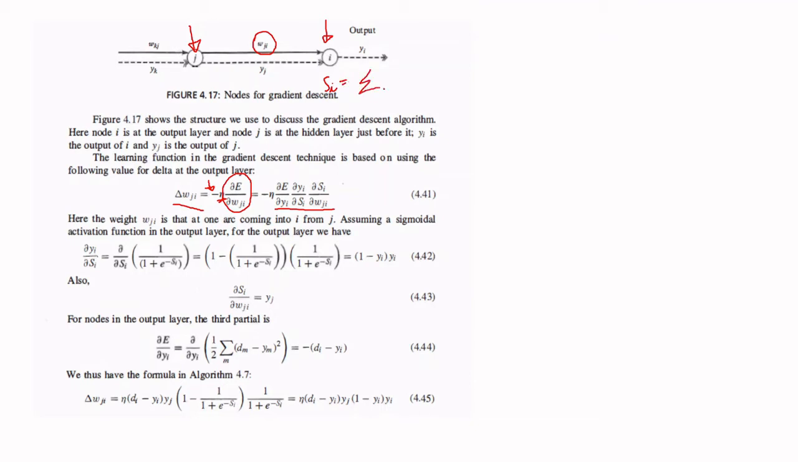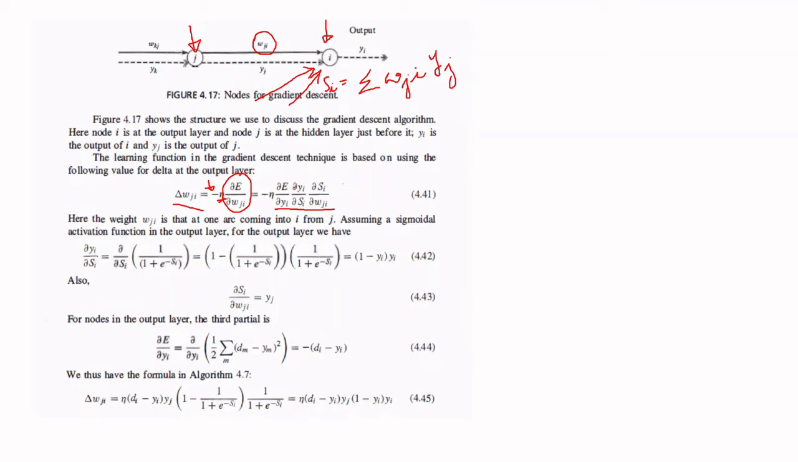sigma Wji into Yj. Yj is the output of j, and Yj into Wji is the input which comes here, right? So that is summed over all the inputs. Inputs can come from other nodes also. So that is the input to this node. Okay, so that is Si. Now on that you apply the activation function to get Yi.